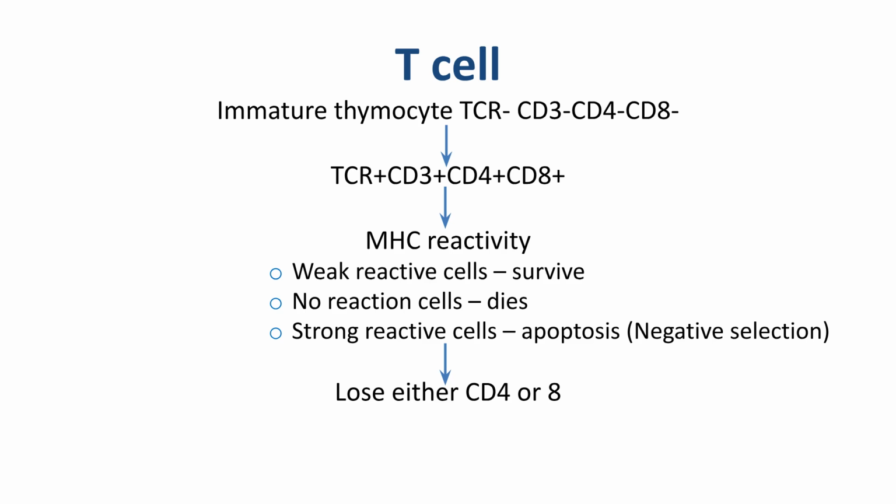Cells showing no reaction to self-MHC die by neglect. These cells couldn't function as mature T cells, since they can't recognize MHC molecules presenting antigens. Cells showing strong reactivity to self-MHC with self-peptides undergo apoptosis through negative selection. These potentially autoreactive cells are eliminated, preventing autoimmunity. Surviving cells lose either CD4 or CD8, becoming single-positive mature T cells that exit to the periphery. This process ensures T cells are MHC-restricted and self-tolerant.